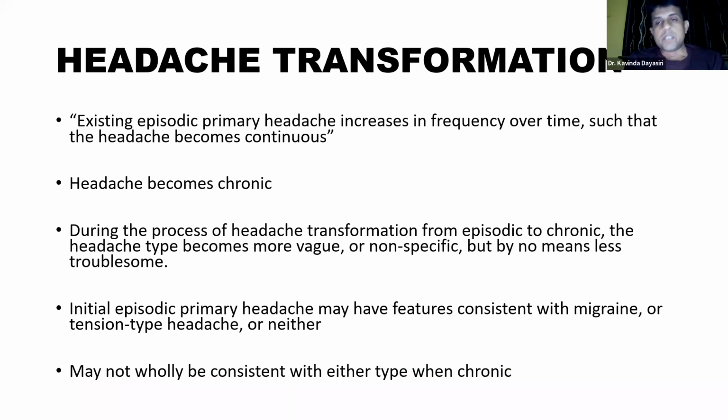So both these types, tension type headache and migraine, though they can be acute and recurrent, can transform into chronic headache. That is a process of existing primary headaches increasing in frequency over time so that subsequently they can become continuous. So they become chronic by headache transformation. During this process, the child is likely to experience vague, non-specific symptoms, but it doesn't mean it is going to be less troublesome. With time, it can be more troublesome with more persistence of these symptoms.